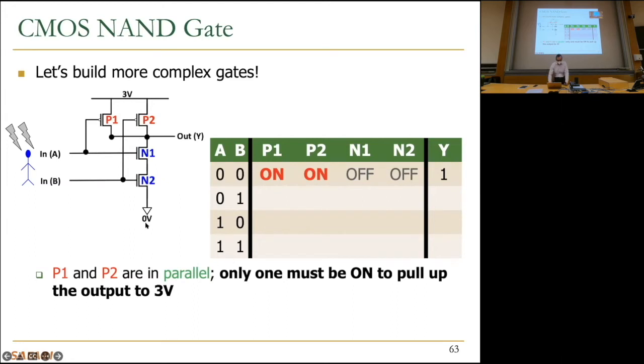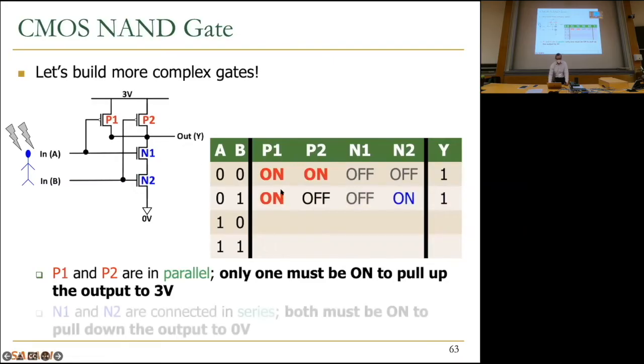Let's take a look at another input. Let's take a look at 0, 1 over here. A is 0, meaning that this is enabled. This is disabled. B is 1. This is disabled. And this is enabled. But it doesn't matter if this is enabled because this is disabled. This is still an open circuit. So output doesn't get connected to 0. And because this gets connected to the output, you get, again, 3 volts at the end.